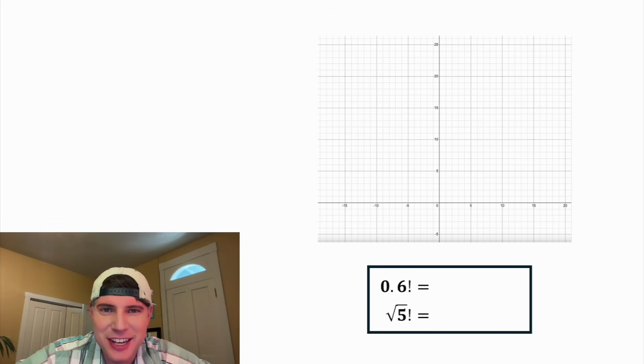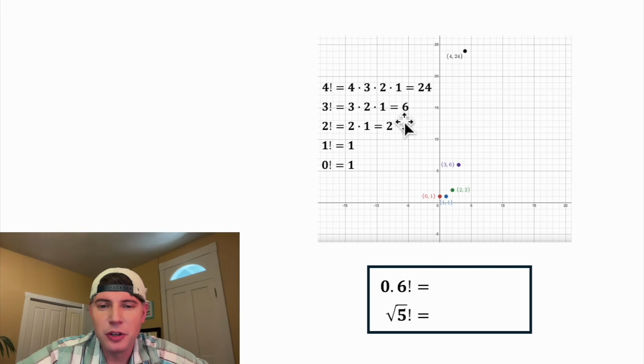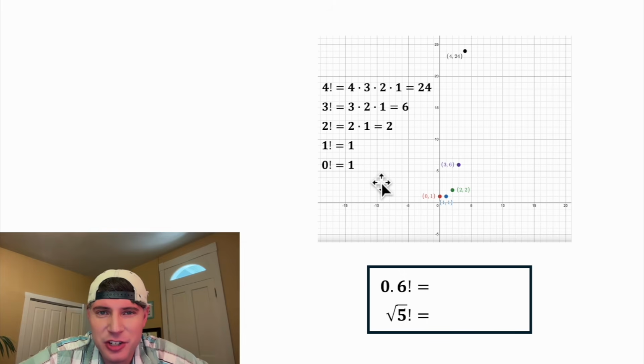First, let's look at it in Desmos. Here's the first 5 integer factorials. Let's plot points for each of these. So 0 factorial equals 1 is the point 0, 1. 1 factorial equals 1 is the point 1, 1. 2 factorial is equal to 2 is the point 2, 2. And 3 factorial equals 6 is right here at 3, 6. And 4 factorial equals 24 is right here at 4, 24. These are some of the integer factorials.